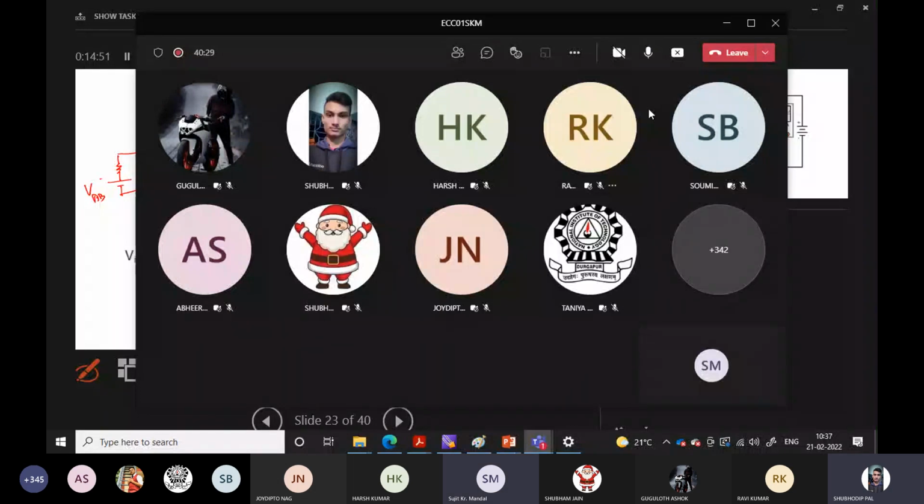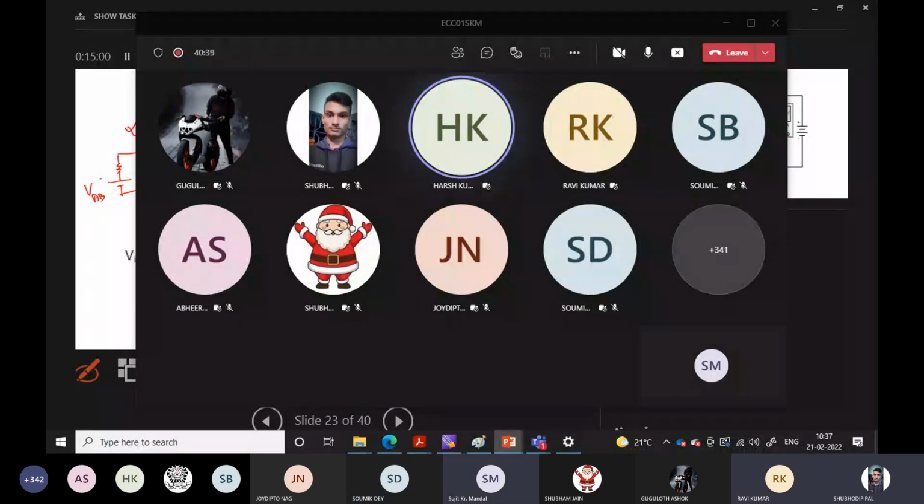And now you understood it. Is it common collector or common emitter? This circuit, the last one, is common collector. And this one is common emitter, right?